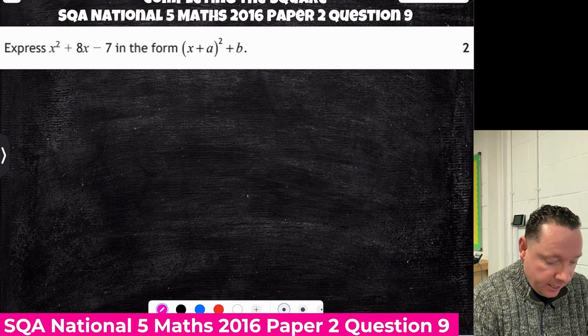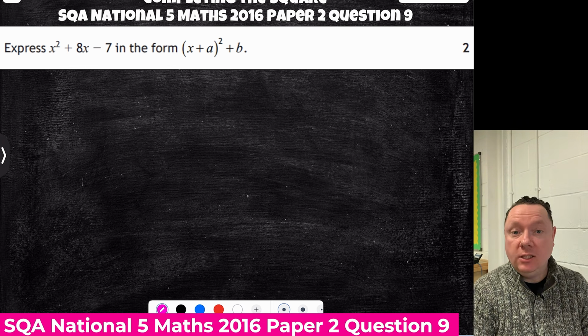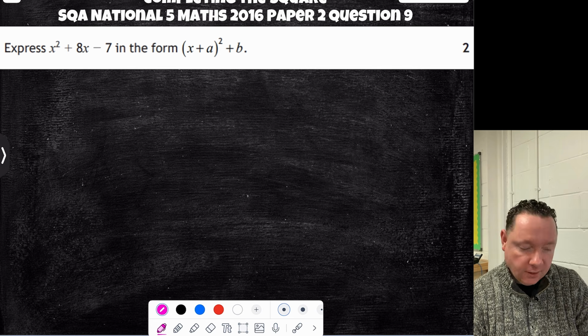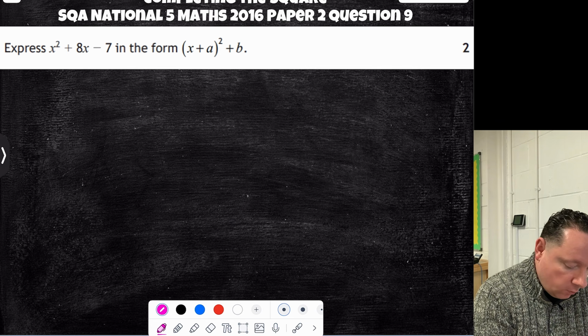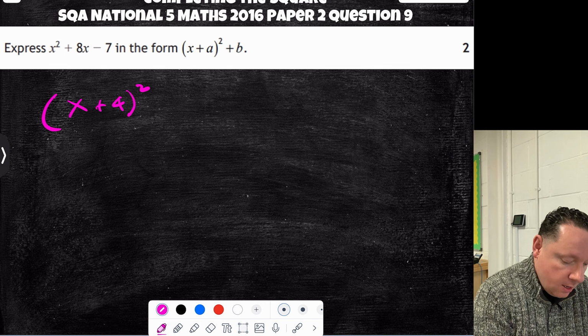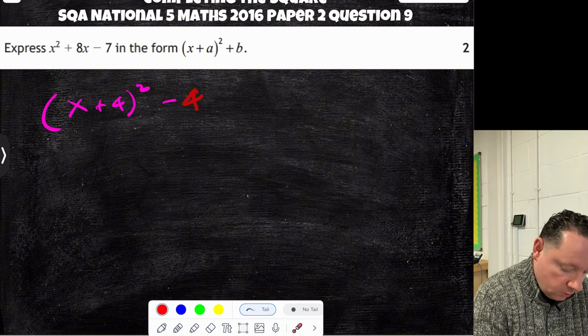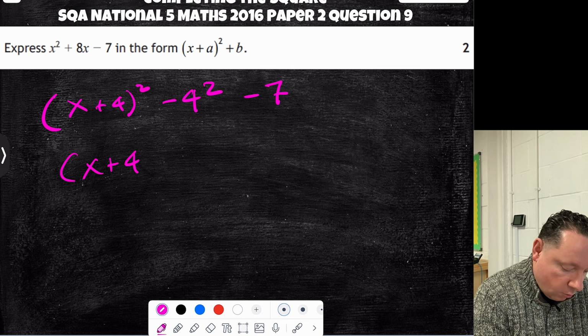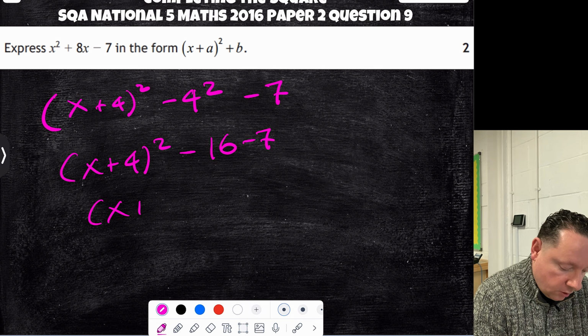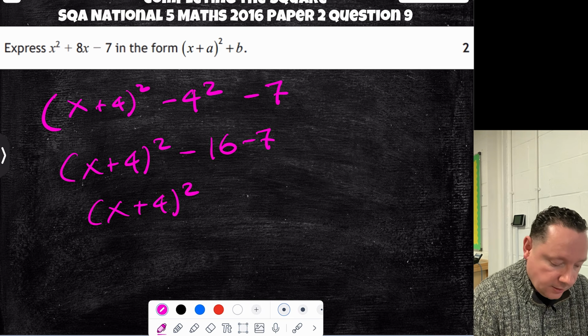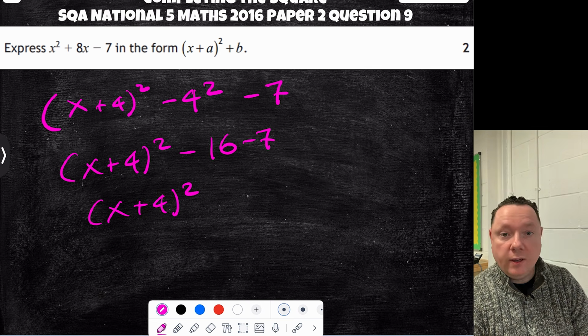Express x squared plus 8x minus 7 in the form x plus a squared plus b. So this is called completing the square. So how does this work? Well, we half the middle term. So it's x plus 4 all squared. We immediately take away this number squared, which is 4 squared. And then we've still got minus 7 on the end. So that gives me x plus 4 all squared, minus 16 minus 7, which is minus 23.